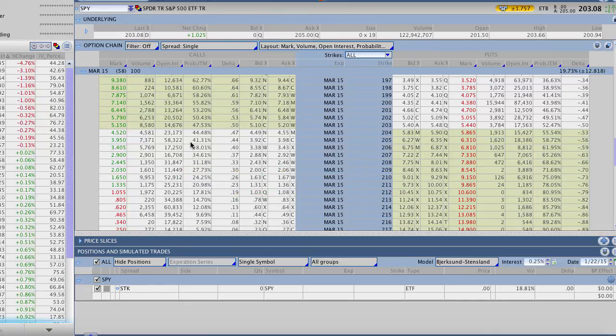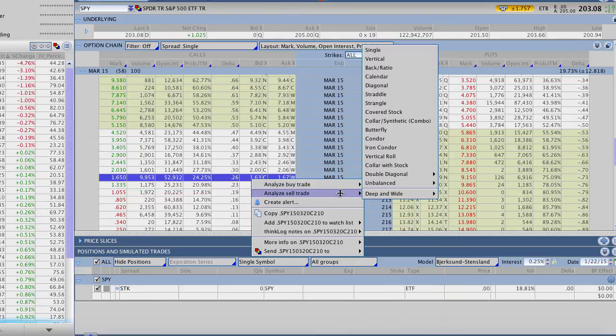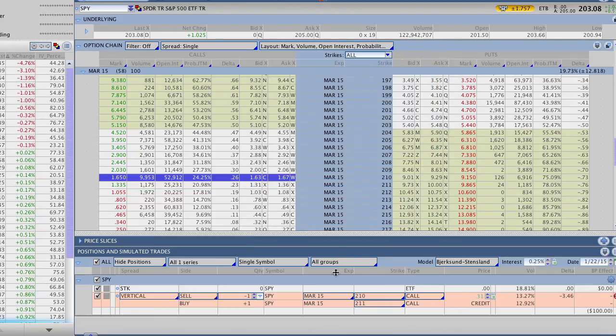Now, this call spread has about a 24% chance of being a losing trade, so about a 76% chance of being a winning trade. So it's a very high probability of success call spread. So first thing we're going to do is go ahead and sell this vertical call spread, the 210-211, and we're going to take in a $31 credit.